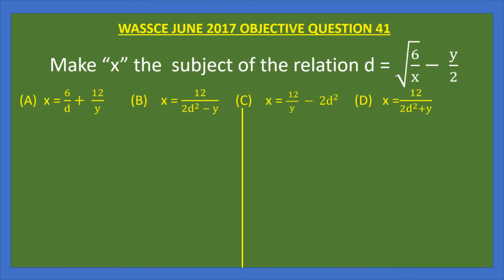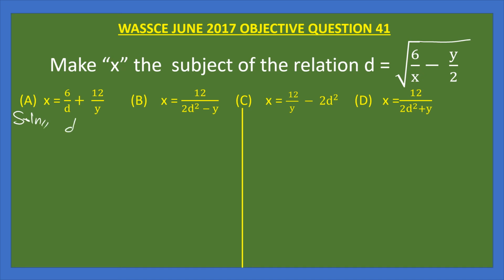Okay, let's take the last question here. West African Senior School SAT, June 2017, objective question number 41. Make x the subject of the relation D equal to the square root of 6 over x minus y over 2. The square root sign covers the whole of this equation, so take note of that. And then the options are A, B, C, and D. So one of them is the correct answer. So let's solve it. Solution.